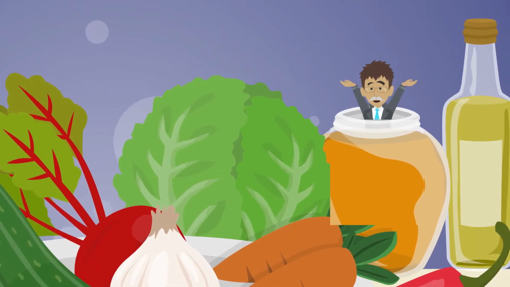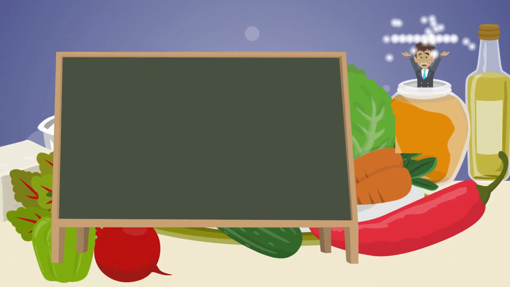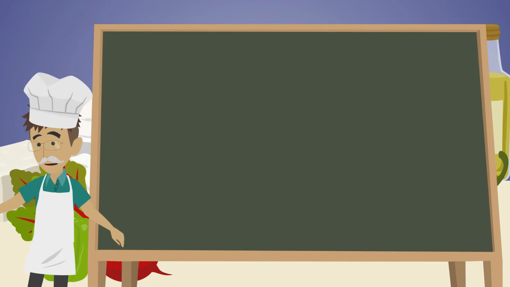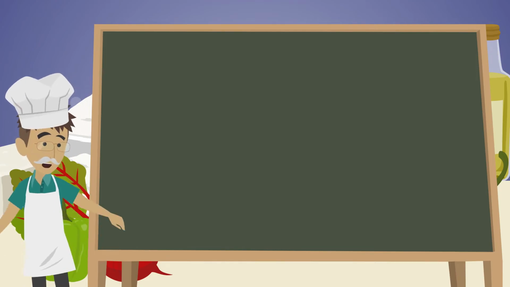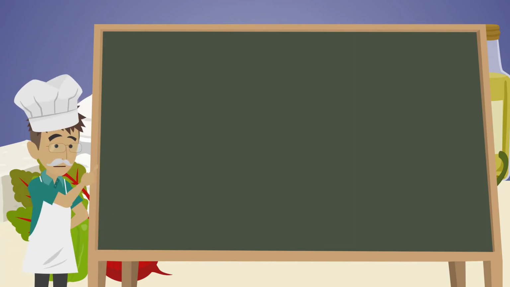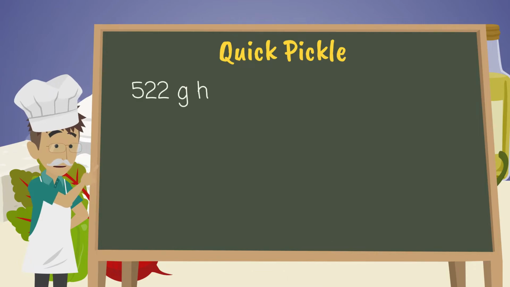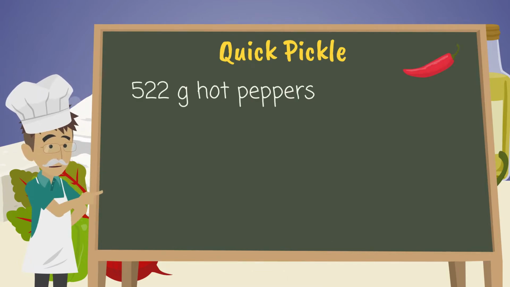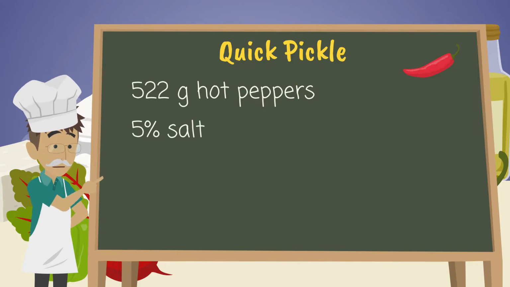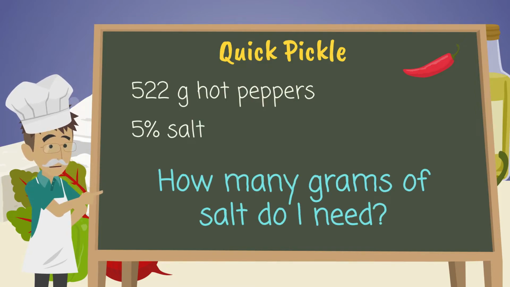In my mathematical world, I have one little problem. I am preparing several dishes. Because salt can be bad for you, I want to ensure that I do not use too much. I am quick pickling 522 grams of hot peppers by sprinkling salt over them and allowing them to sit for an hour. I use 5% of the weight of the peppers in salt. How much salt do I need?